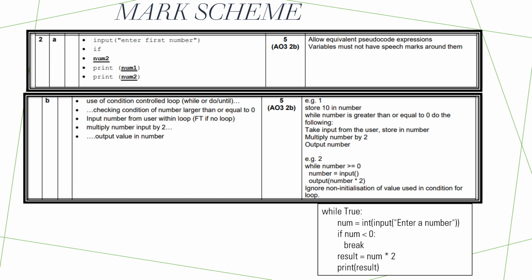So you would, as it says on here, you've got 5 bullet points. If you've got some sort of loop that is created properly, then you will get a mark. If you've checked the condition, saying whether it's less than or greater than, then you get another mark. If you've done your input, if you've got your multiplication, and if you've got your output, then you will get 3 marks still. So even if you didn't know how to do the loop at all, you can still get 3 marks.